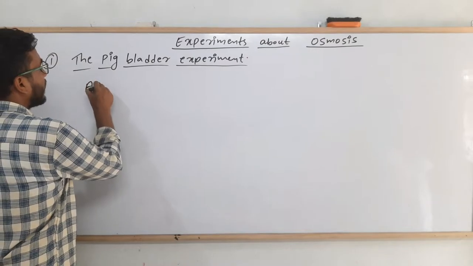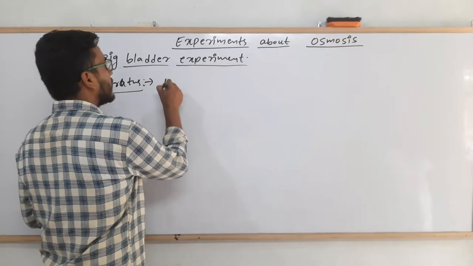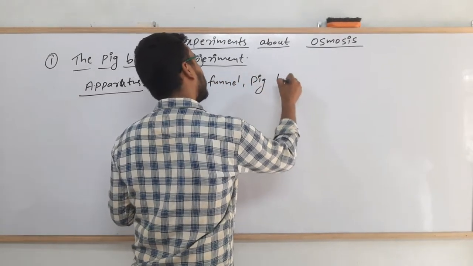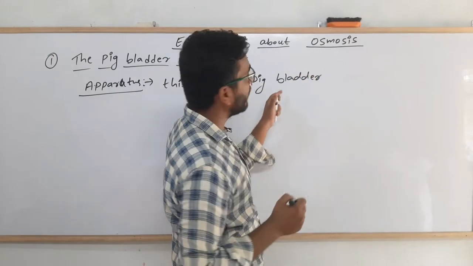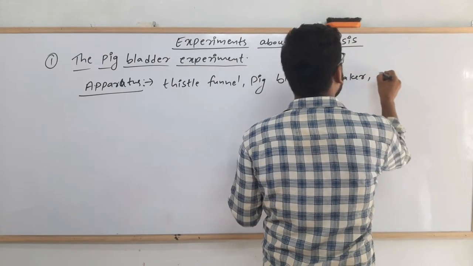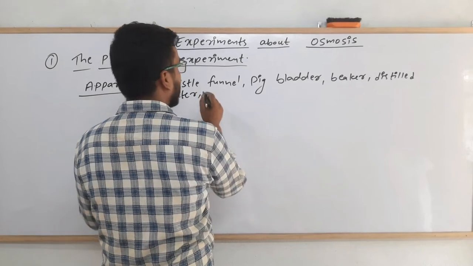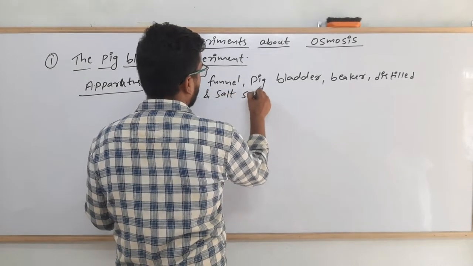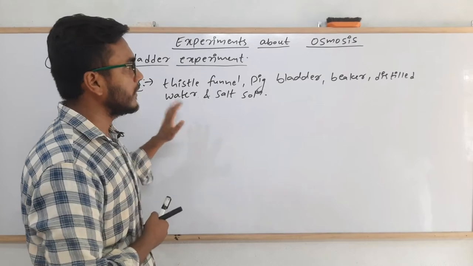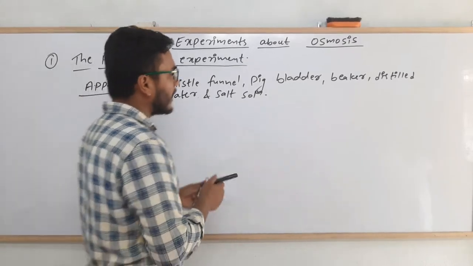Now, for this experiment, some apparatus are required. Those apparatus are a thistle funnel, a pig bladder, which is very hard to be found, so let's understand it theoretically only, a beaker and distilled water. And finally, salt solution. So these are the apparatus that are required for this experiment to be done. Here, this distilled water and salt solution are in chemical form, but these are the things that we need. Now, let's see what we actually need to do.